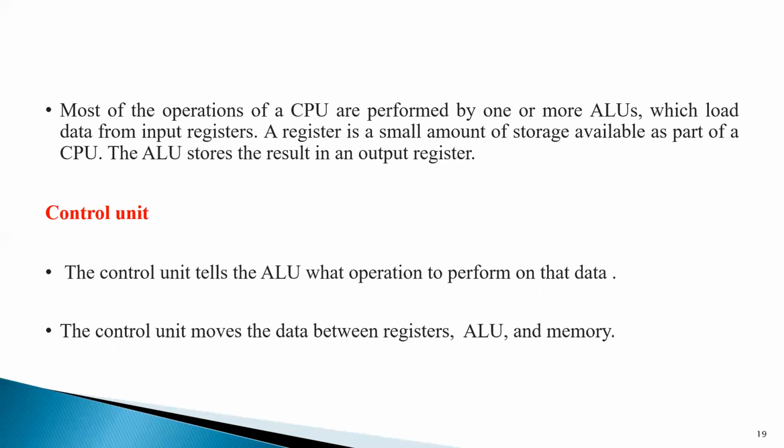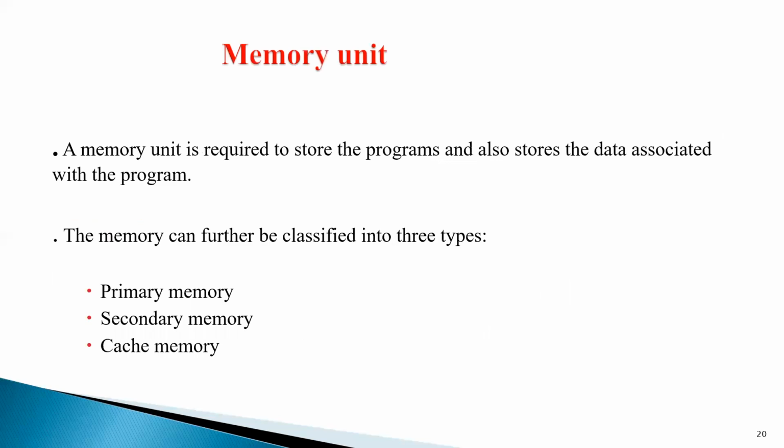Control unit. What is the control unit? The control unit tells the ALU what operation to perform on that data. The control unit moves the data between registers, ALU, and memory. Memory. What is a memory unit? A memory unit is required to store the programs and also stores the data associated with the program. The memory can be further classified into 3 types: primary memory, secondary memory, and cache memory.